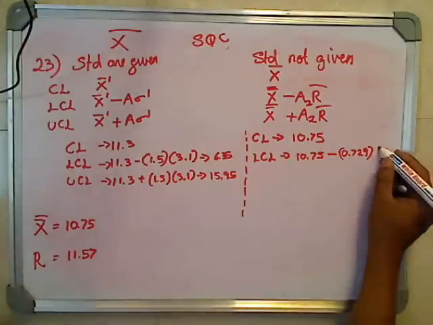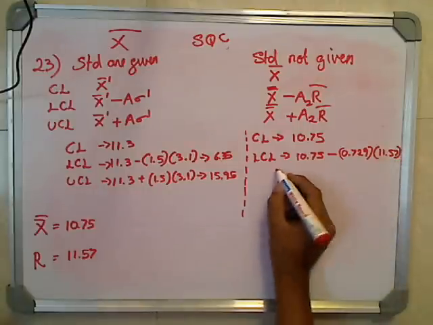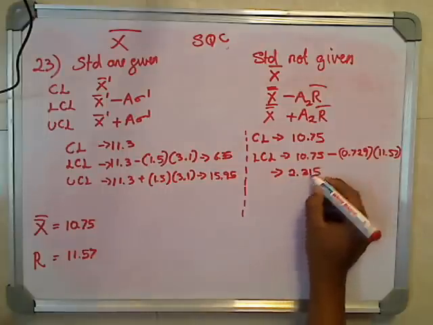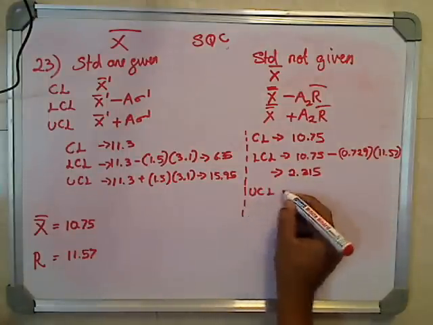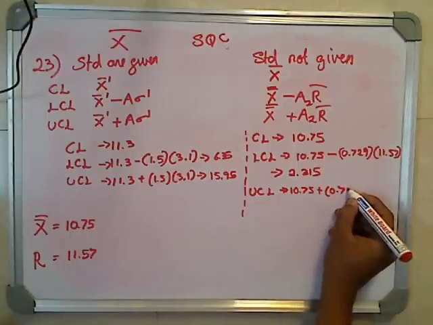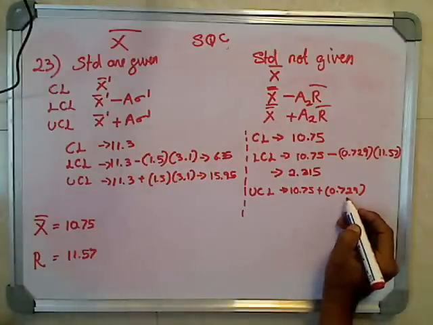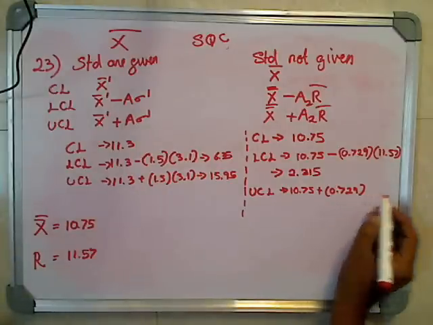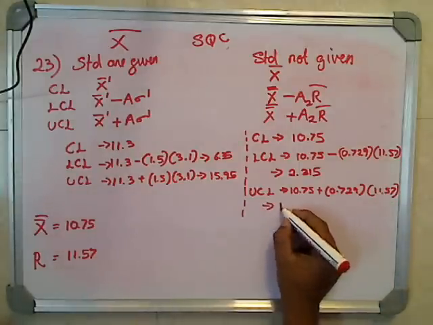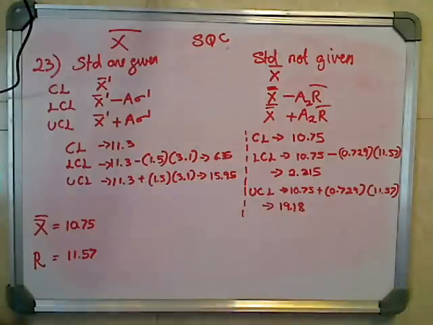We already have 11.57, and this should give you the answer 2.315. Similarly, if you do the upper control limit, 10.75 plus 0.729. Like I said, 0.729 is a constant. It's there in the textbook. 11.57. And this should give you the value as 19.18. Okay, 19.18. So this is in fact how you would go about calculating the values for X chart.